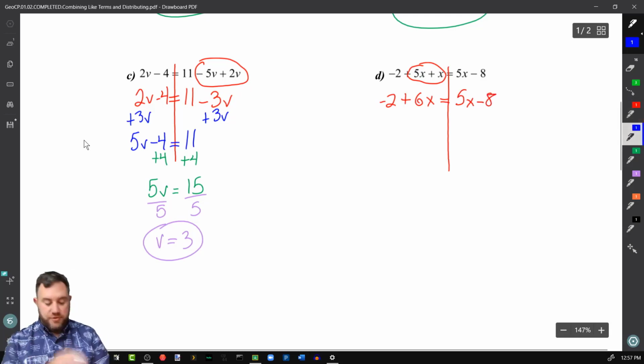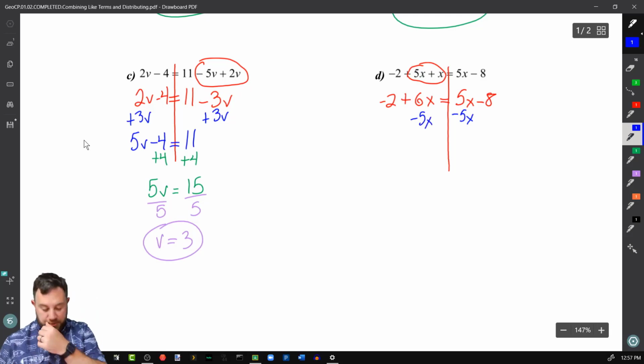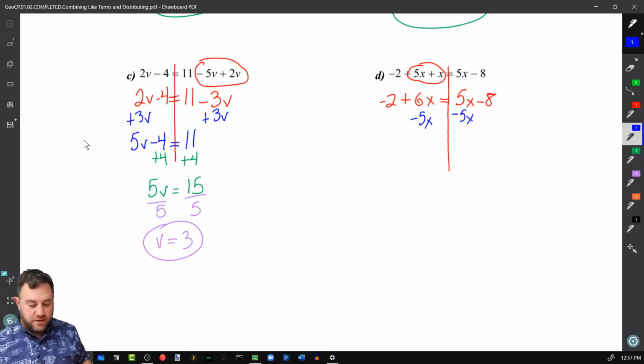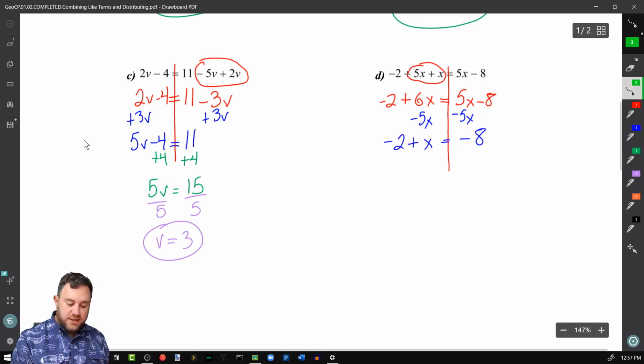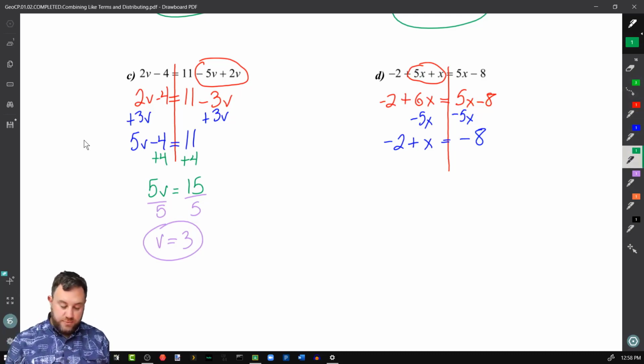Now it's time to start moving stuff around. We want to move the 5x to the left side. By the way, it doesn't matter which side you move them to, as long as your variables are on one side and your constants are on the other. So -2 plus 1x equals -8. Don't forget this negative. It's really easy to forget that this was -8, so it becomes -8. So be careful as you're writing these down.